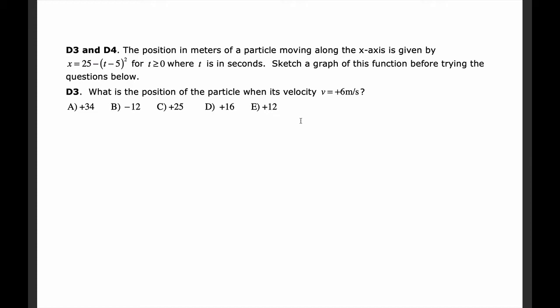The position in meters of a particle moving along the x-axis is given by x is equal to 25 minus (t minus 5) all squared, for t greater than or equal to 0, where t is in seconds, of course. Because we can never have any negative t when we're talking about physics. There is no such thing as negative time in basic kinematics. Sketch a graph of this function before trying the questions below. Okay. Going here, we're going to say this is D3.